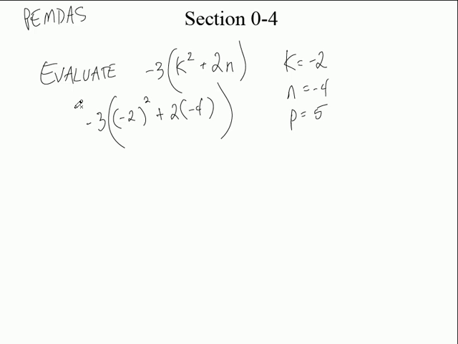Okay, good. Some are faster than others. All right, so parentheses first. We do what's in the parentheses first. So here's this big old parentheses right here. We got to do all this stuff before we multiply by this -3.